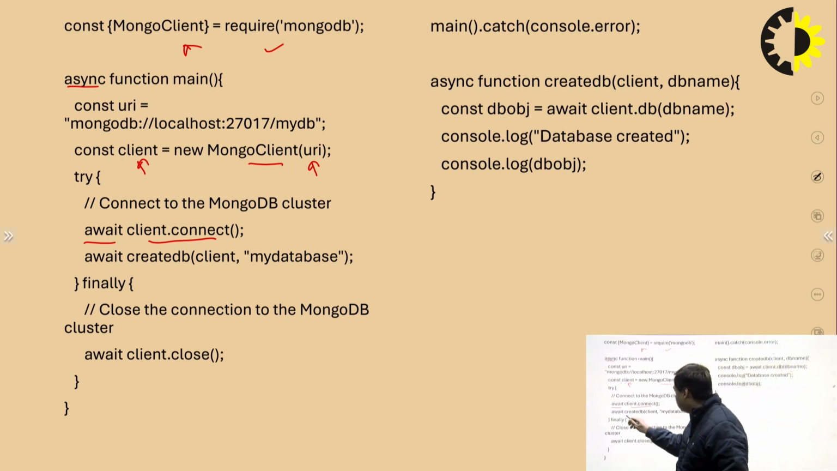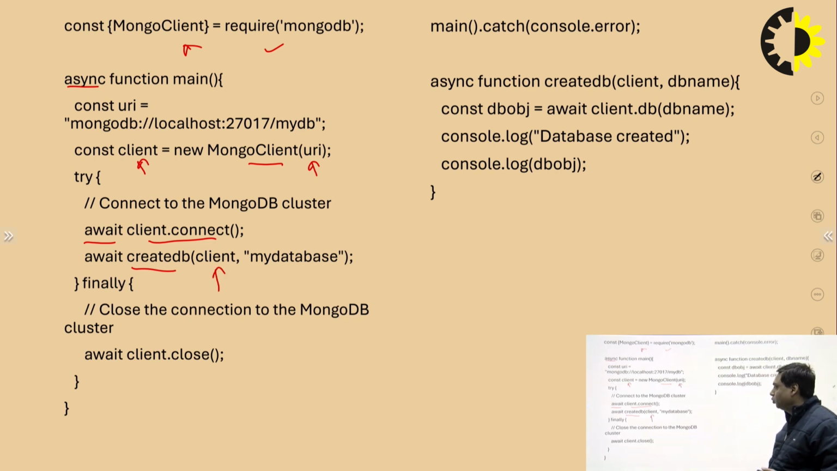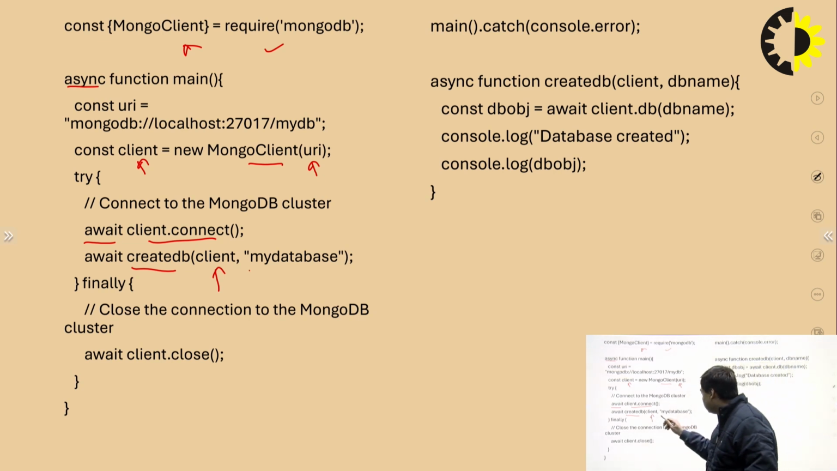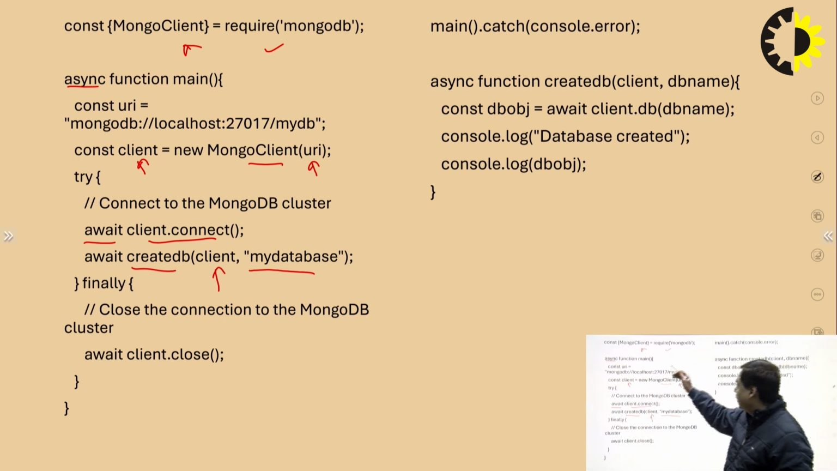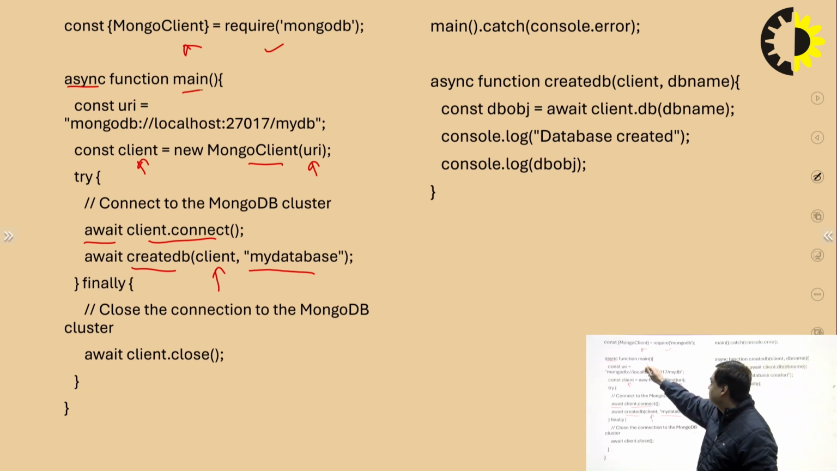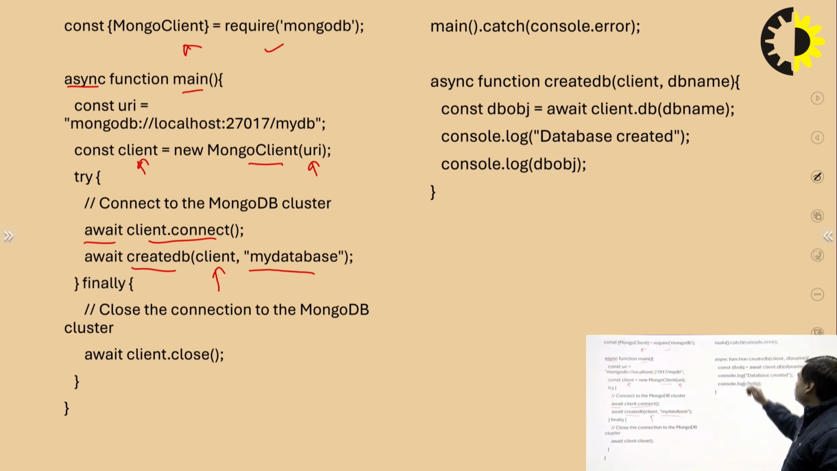Then we are using the function createDB. We are passing the client, which is the object connected with MongoDB. Then we are passing the name of the database that we want to create in MongoDB. So here the name of the database is my database. Then this is the program, and the name of this function is main, so we need to call it. So we are calling this main function, and for error handling we are using the catch statement, passing console.error. Whatever error comes, it will display on the console.